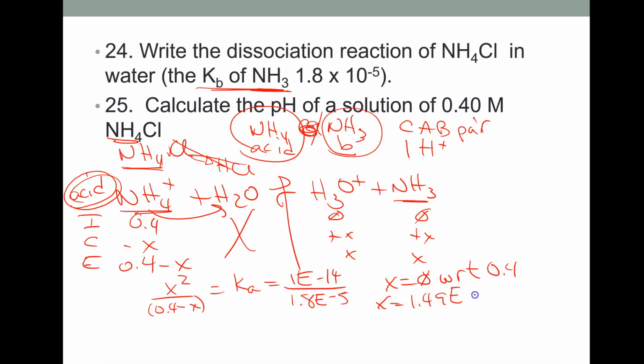1.49e negative 5, and that represents the H3O plus. So if you do negative log of that, you'll get a pH right away of 4.83.